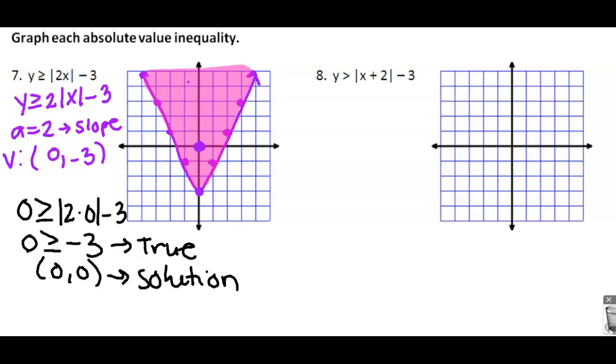Number 8, or 2 or 3, whatever your numbers are. They get all goofed up when I make different slides. What is the vertex? Because that's the most important part. Yep, opposite of the inside, same as the outside. So -2, -3. Plot your vertex.